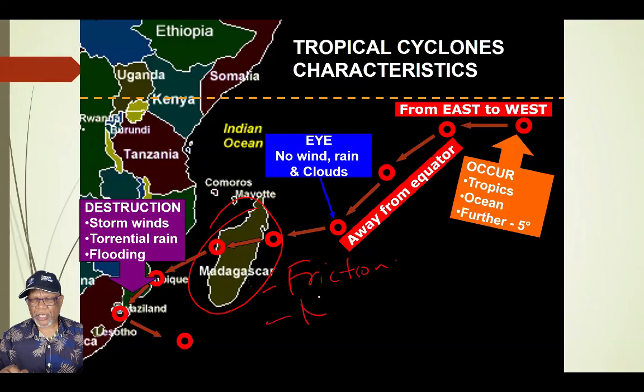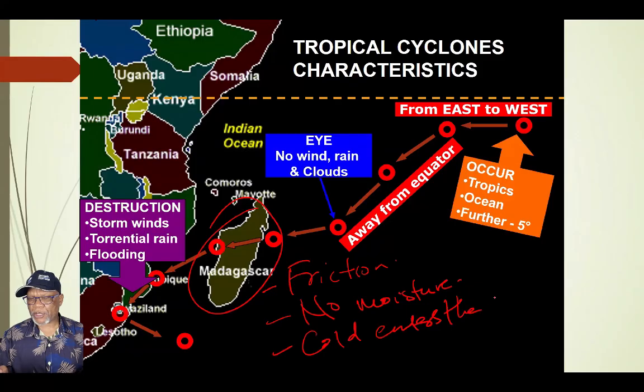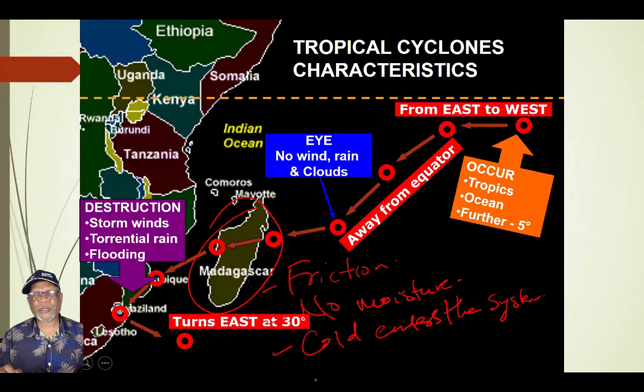Friction is high, no moisture. And then the cold air enters into the system. The cold air will enter the system. So there is less water mass as well. So that is why tropical cyclones die over the land.